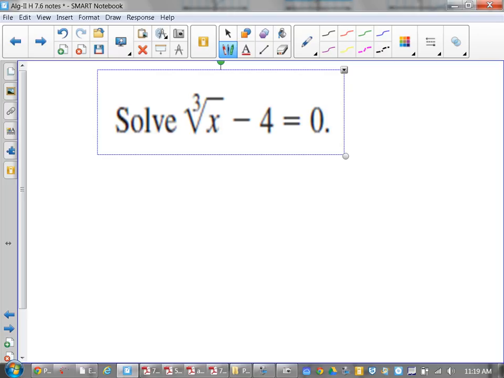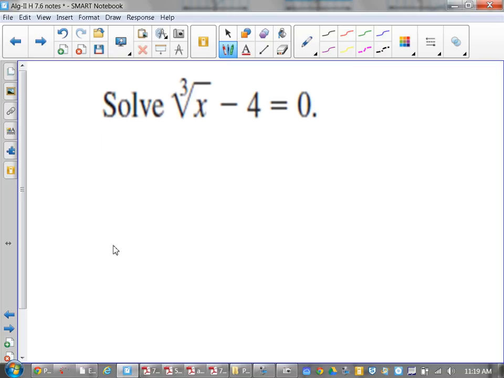And cube it, right. So one of the things that we're looking at being able to do is working backwards to solve an equation like you have in the past. In this case here, you're adding 4. And then you cube it. Okay?